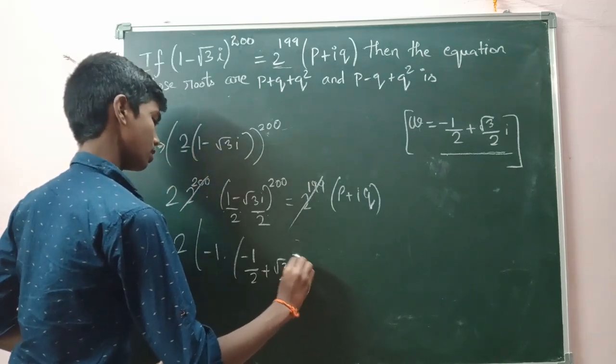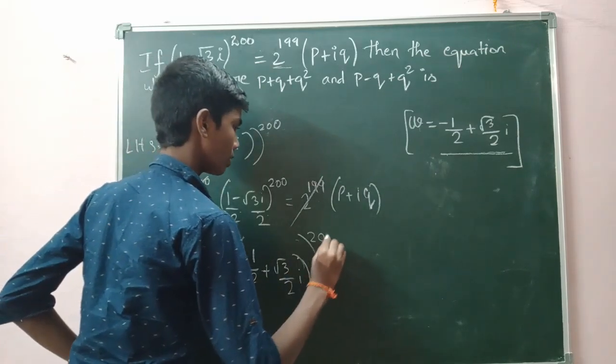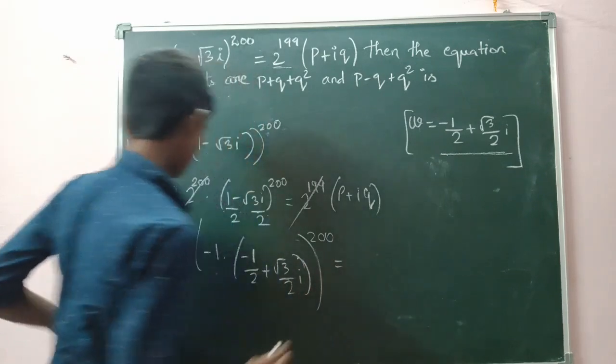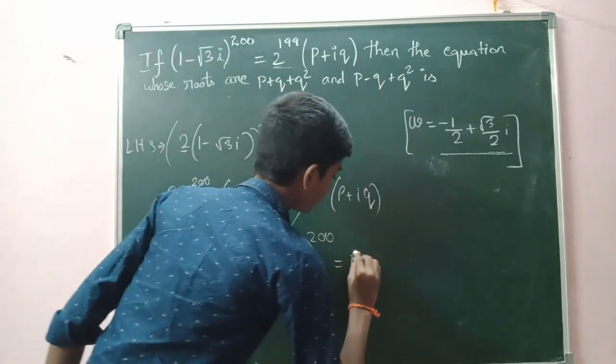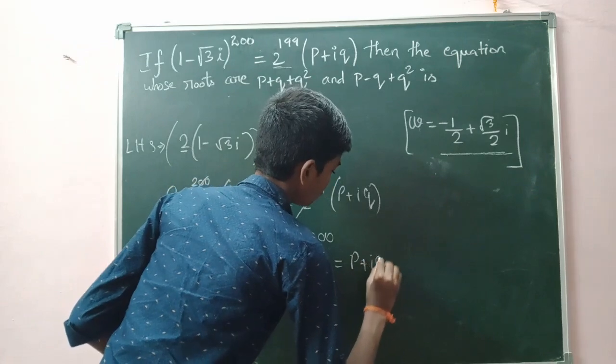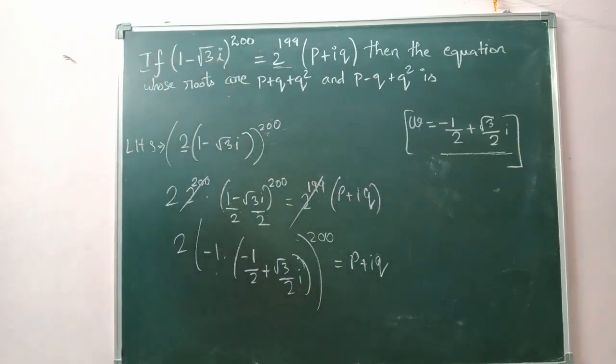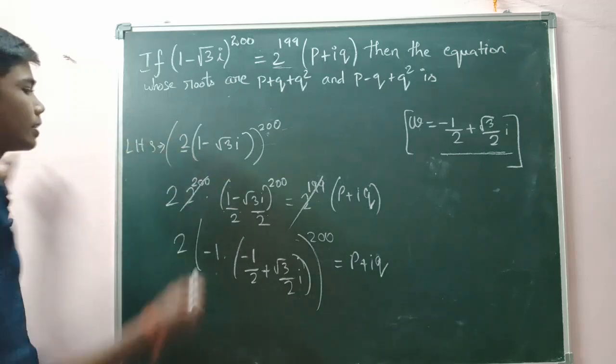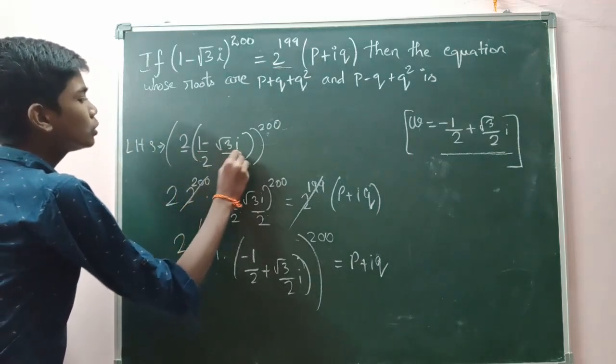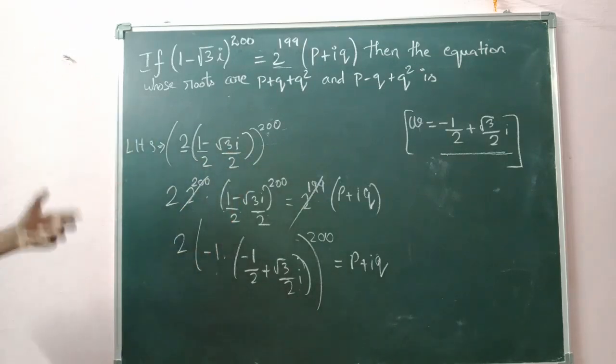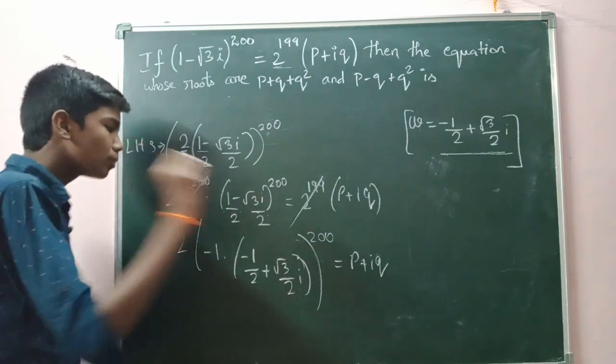Then (something)^200 is equal to p plus iota q. Correct now? So I will help you guys with what I did here. It's very simple. I just took your 2 common, therefore you get 1 by 2 minus root 3 iota by 2. I forgot to write that by 2, so now I am writing. So when I take 2 common, this is what you will be left with.